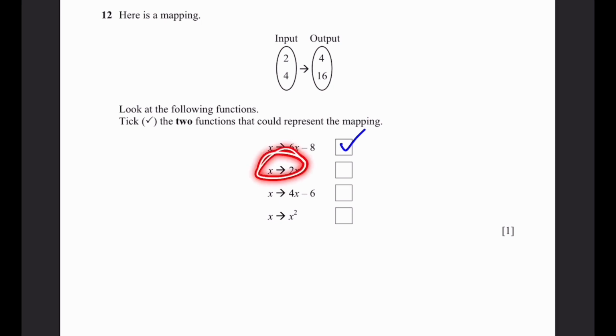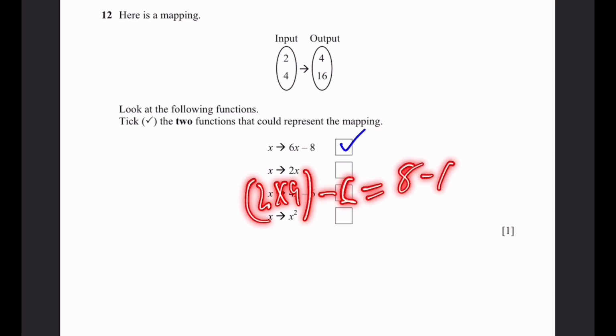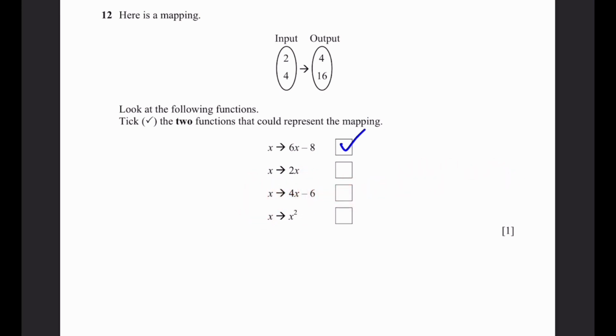We can do the same thing for this one. 2 multiplied by 2, 4. Input is 2, output is 4. Now 4 multiplied by 2 is 8, but it's not 16, so we don't tick this. Next, x becomes 4x minus 6. Now let's take it. 2 into 4 minus 6. That's equal to 8 minus 6, which is 2. Already we know that it's wrong because we're supposed to get 4.